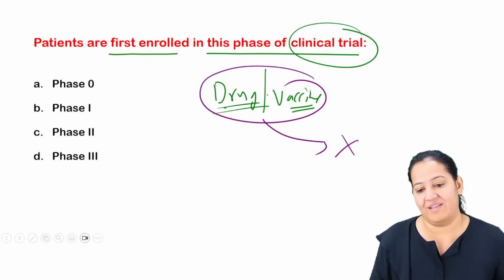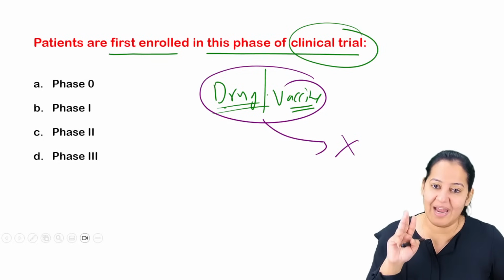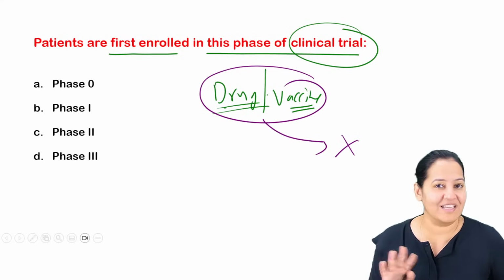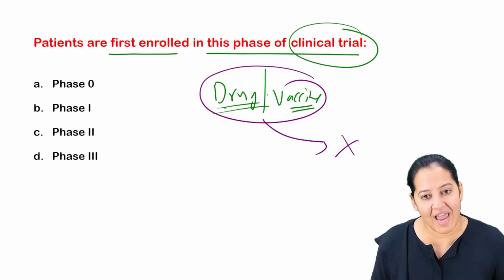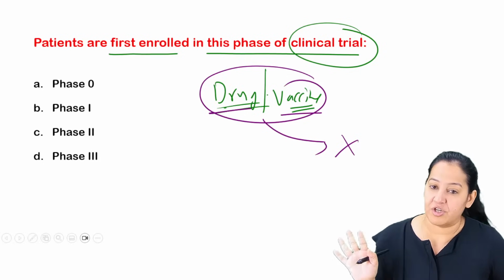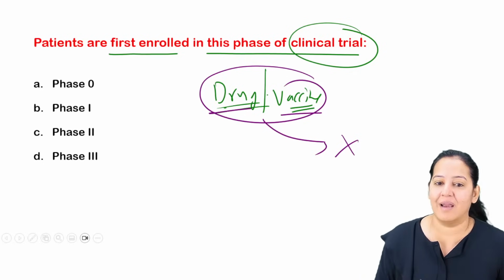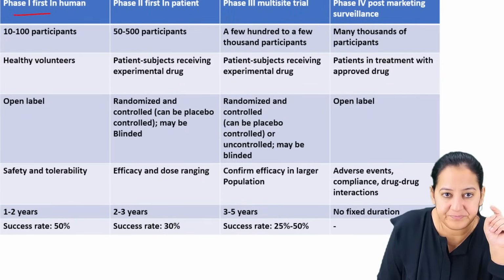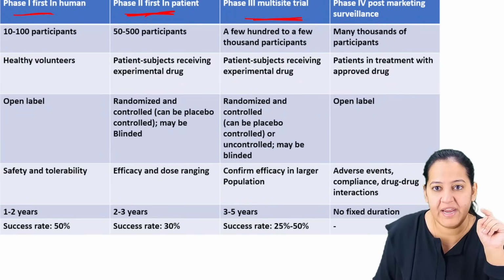And there are 4 trials. Phase 1, phase 2, phase 3, and finally phase 4. In phase 4, it is launched in the market. So you will not get the permission or license to launch any new drug or new vaccine directly in the market. It cannot be used in the patient. Before that, there will be trials. So how many trials are there? There are basically 4 phases: phase 1, phase 2, phase 3, and phase 4.